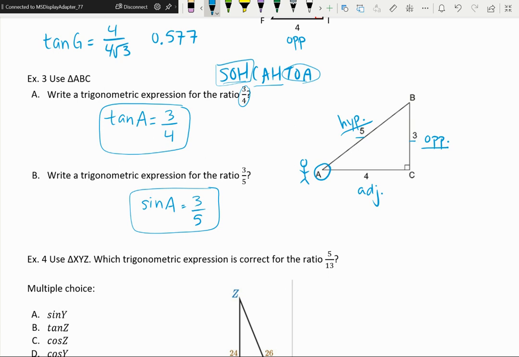Now, because of our conversations when we were looking at patterns, I also know that the cosine of B is going to give me that same ratio. And so you can make the argument that the cosine of B would be true as well.